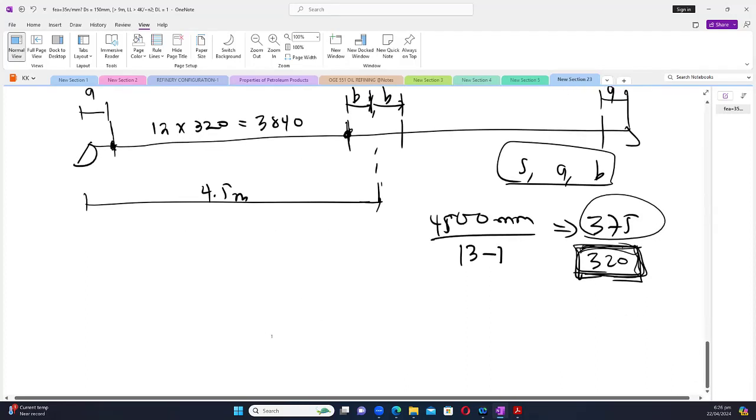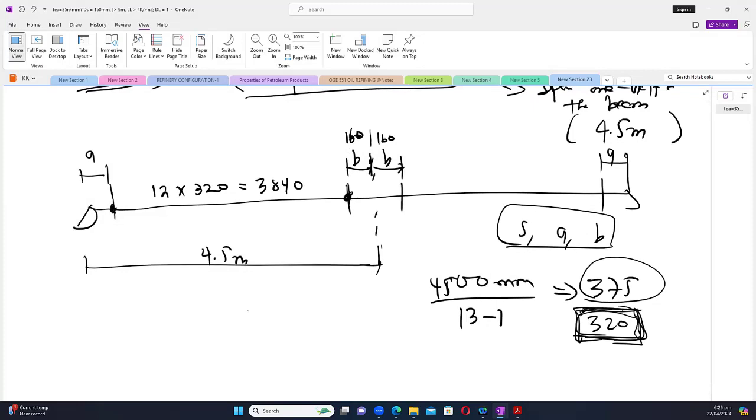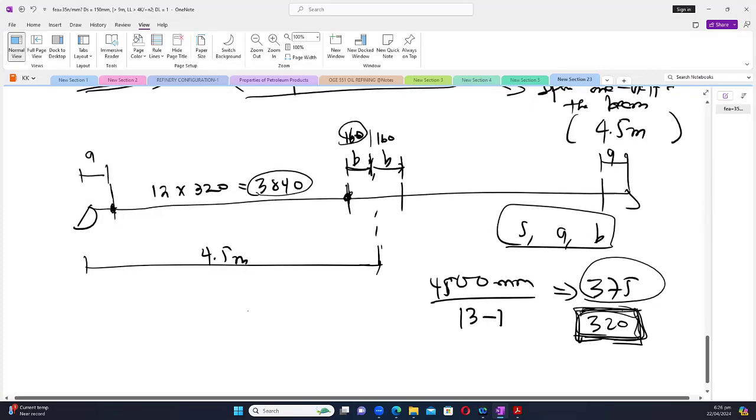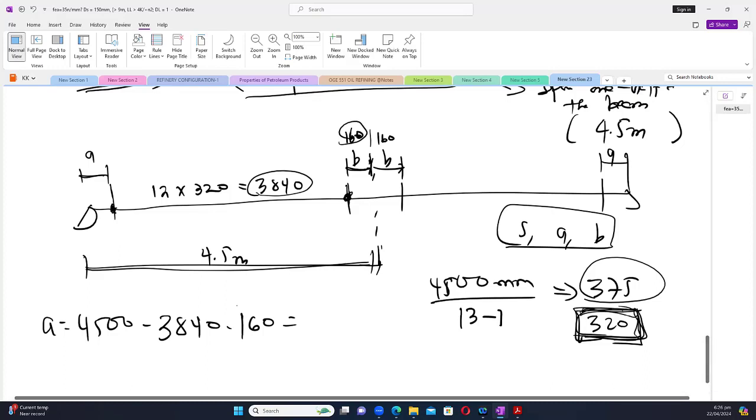Okay, so we now have this gap as 3840. You also have B as 160. So calculating A will not be a problem. A then will be the total length, which is 4500 minus 3840 minus 160. So what is A? If you look at what I've drawn, that will be A. So what is A? 500.